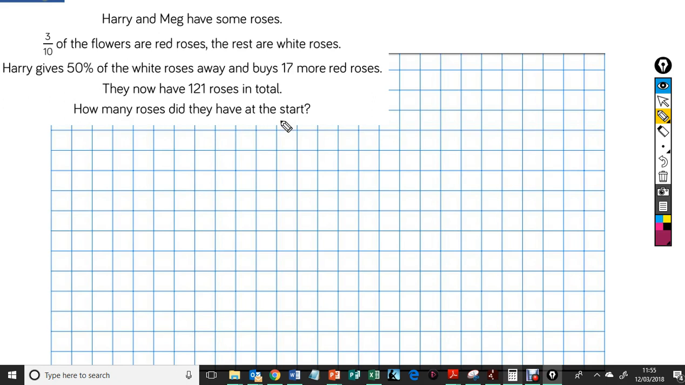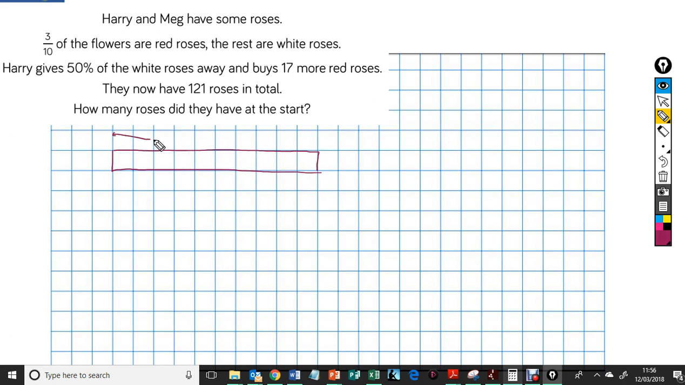Now, when I'm doing these videos, I do try to think how might someone that's not really so sure about using models, or someone in year 6 say, how might they approach this question? Okay, let's have a look. The first bit they would read is 3/10 of the flowers are red roses, the rest are white. So that might have you tempted to draw a single bar model. 1, 2, 3, 4, 5, 6, 7, 8, 9, 10. I see that I'm working in tenths, and I'm going to draw a bar to represent all of the flowers.